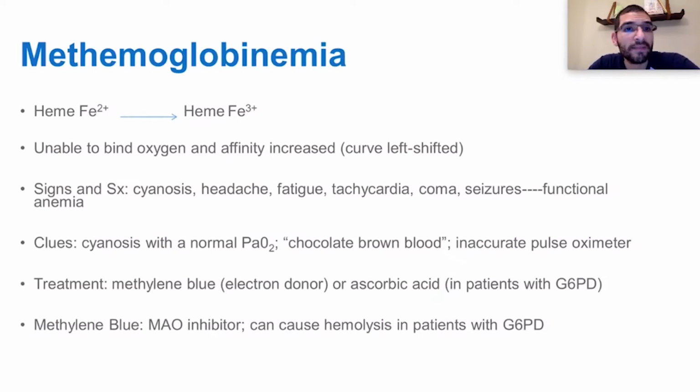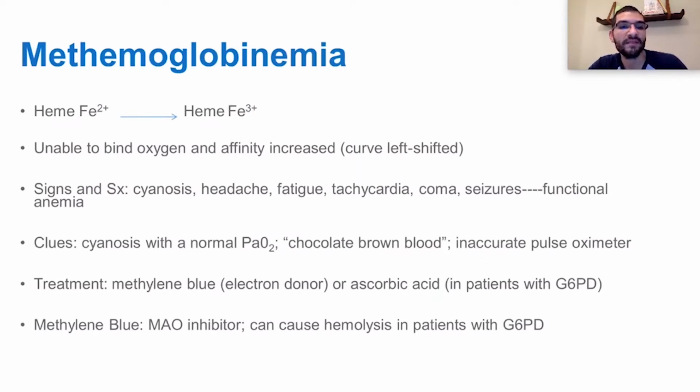So a clue to methemoglobinemia is that you develop cyanosis with a normal PaO2. What does that mean? The oxygen tension may be normal, but you may still have cyanosis present. The blood is often described as chocolate brown blood, and the pulse oximeter, which you use on the patient's finger, for example, a non-invasive way of trying to estimate a patient's oxygen percentage, would be inaccurate.